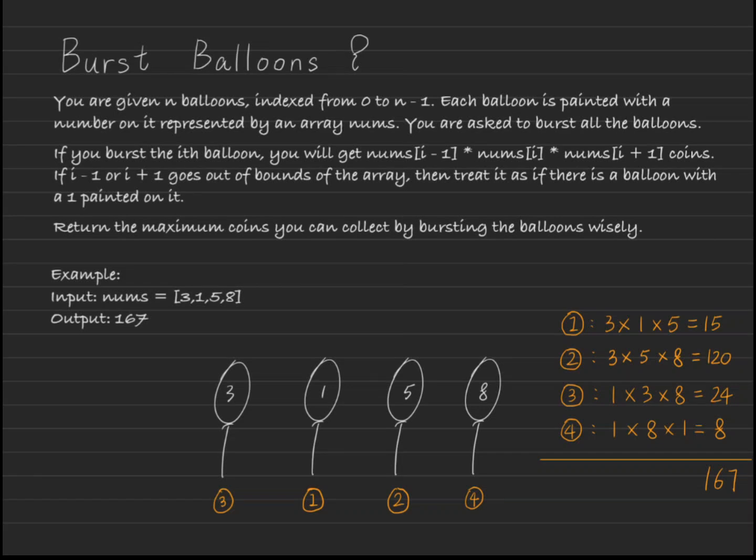The question is as follows. You're given n balloons, indexed from 0 to n-1. Each balloon is painted with a number on it represented by an array nums. You're asked to burst all the balloons.